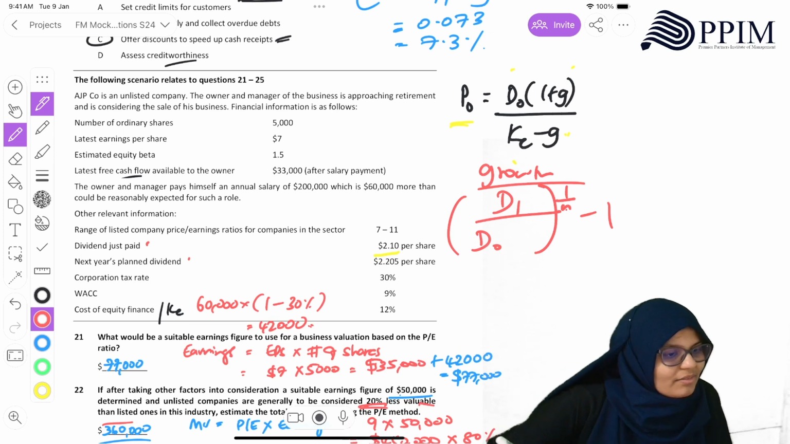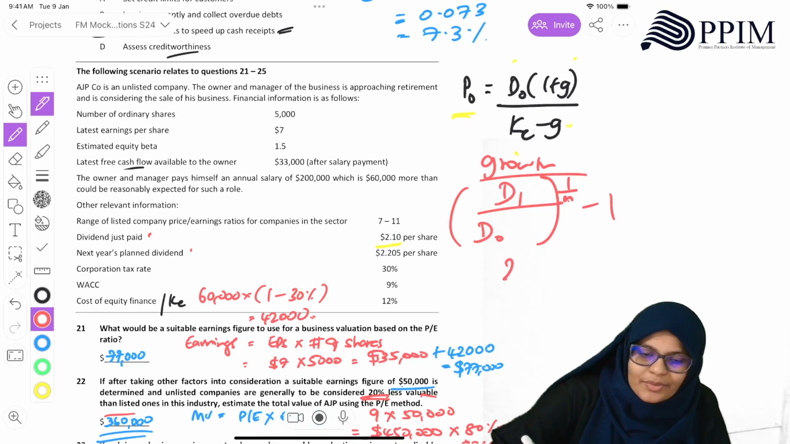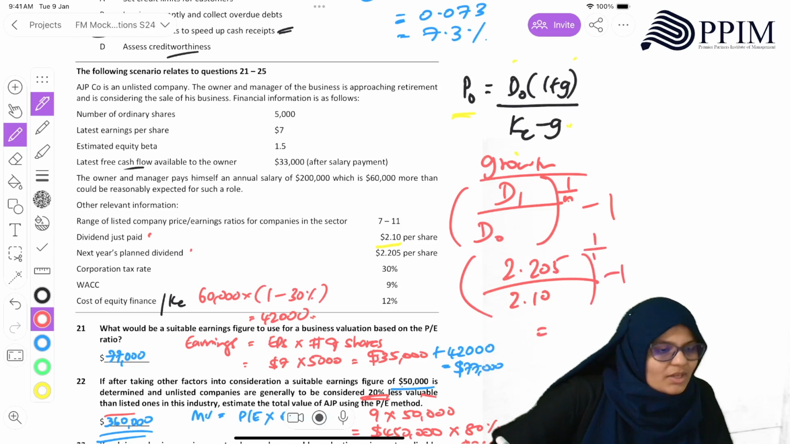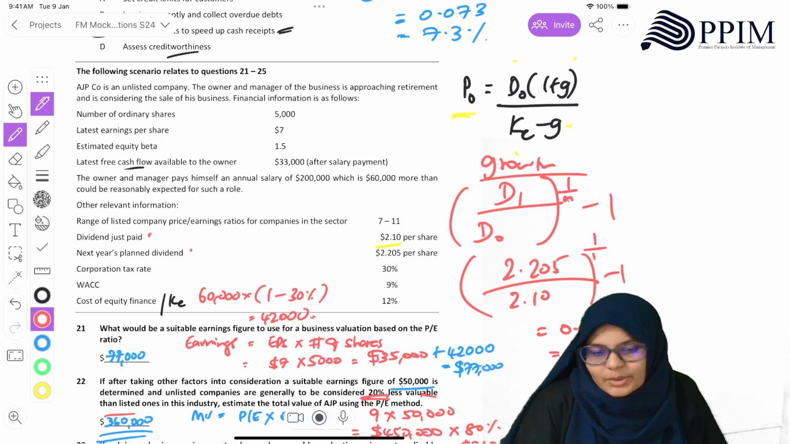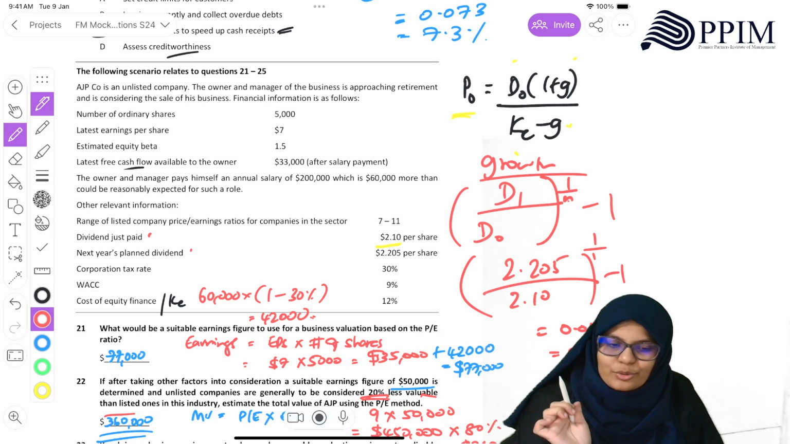So D1 will be 2.205, next year's dividend, divided by D naught, which is this year's dividend, 2.10, to the power of 1 over 1, minus 1. So the growth will be 0.05, which is 5%.